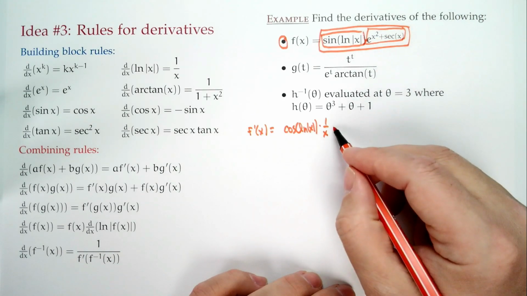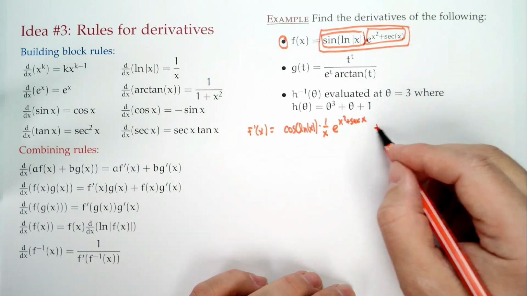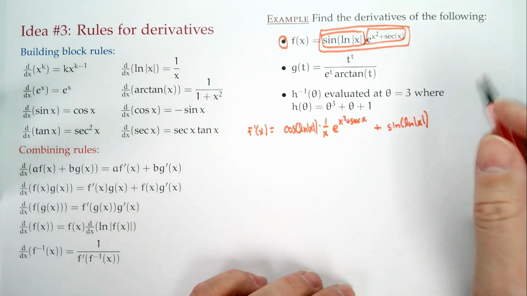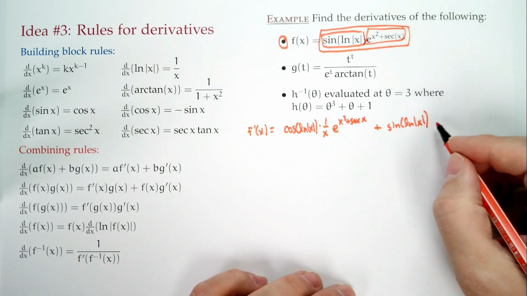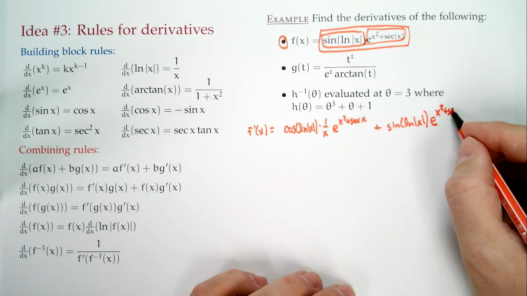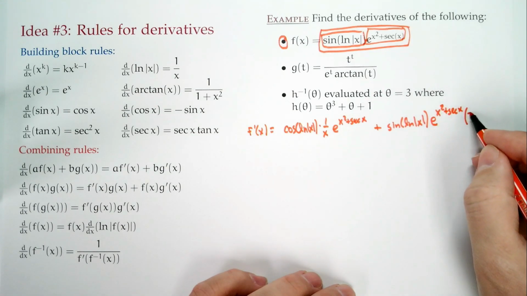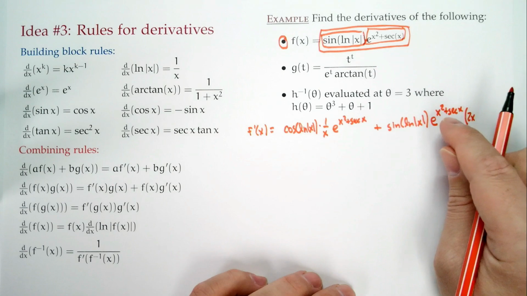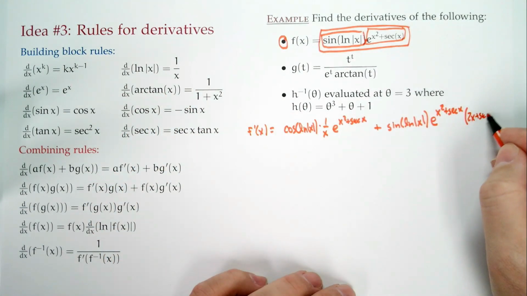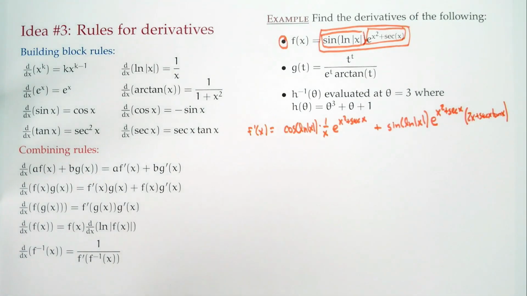Times the other function, e to the x squared plus secant of x. Plus, now you leave the first function alone, sine log absolute value of x, times the derivative of the second function. Well, if you ever have e to something, it's always the e to the something, and then you times that by the derivative of the something. Well, that's 2x, derivative of x squared, plus, here we're using the fact that derivatives are linear, secant tangent. And we're done. That's it.